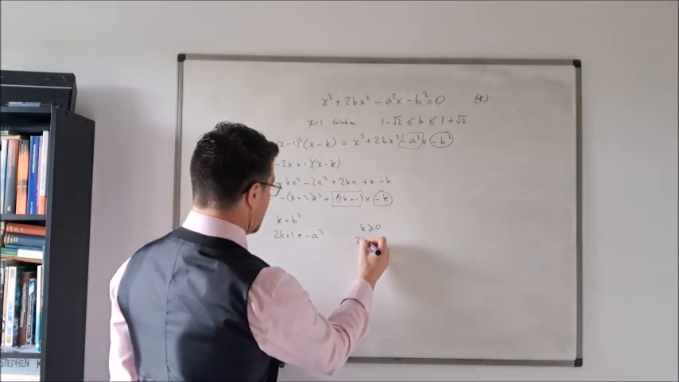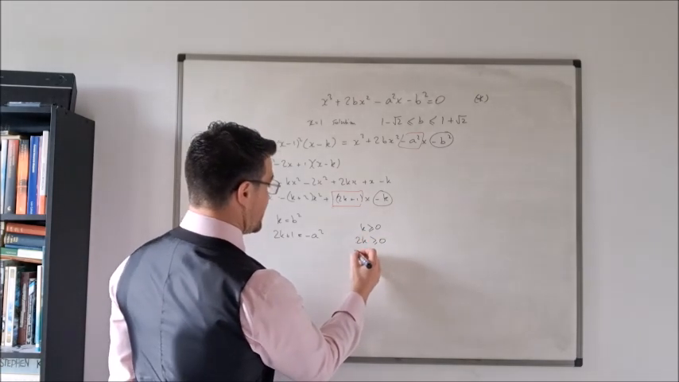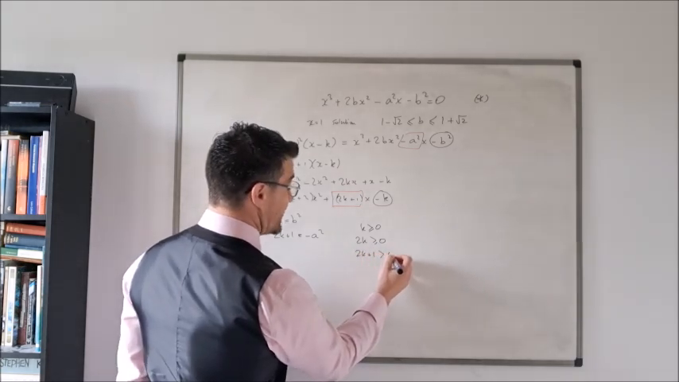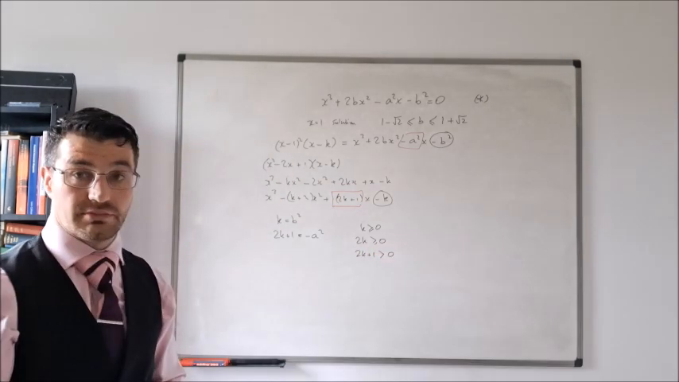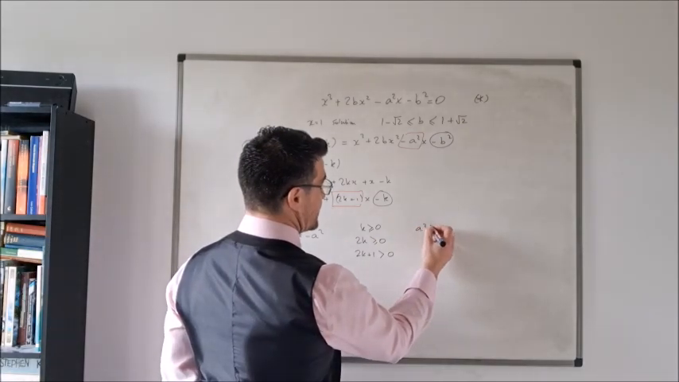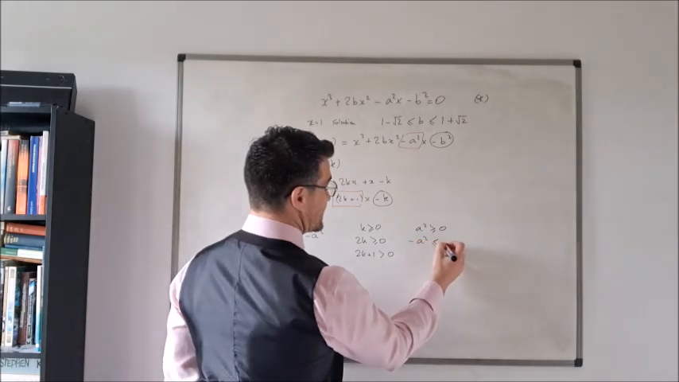So that means that 2k is going to be greater than or equal to 0. That means that 2k plus 1 is going to be greater than 0. But a squared is greater than or equal to 0, so minus a squared is going to be less than or equal to 0.